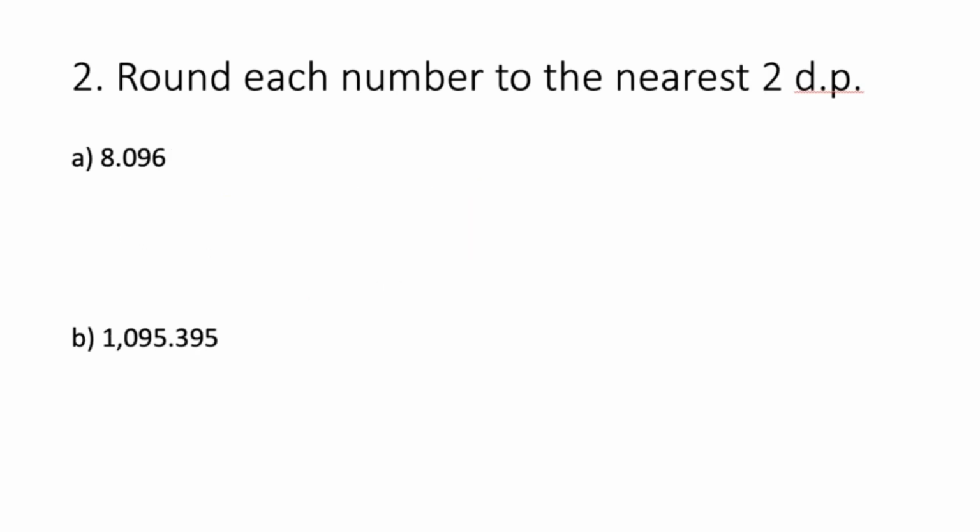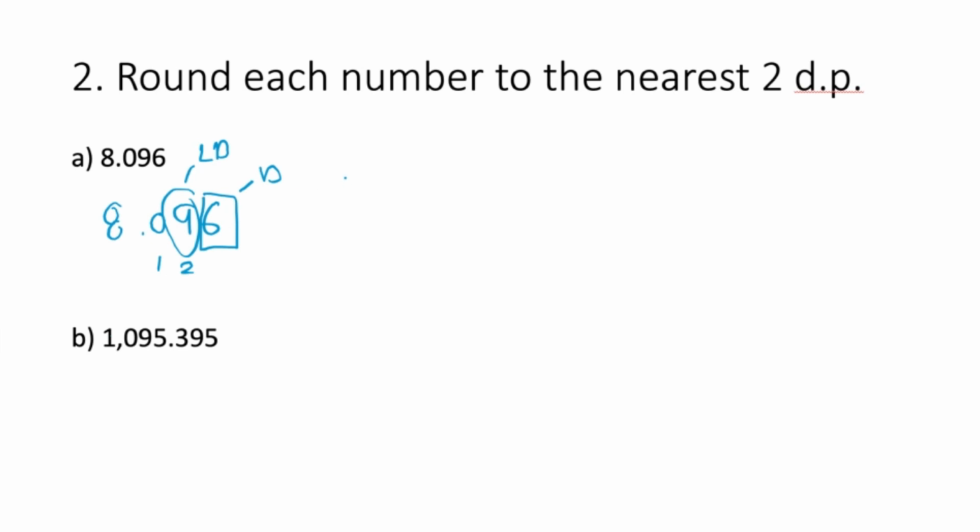Now for the next set of questions, we're going to round to the nearest second decimal place. So you have 8.096. In this case, the last digit would be 9. Why is that? It's because we're rounding to the second decimal place. This is the first and this is the second. So 9 would be the last digit, and the decider would be the number after, which is 6.